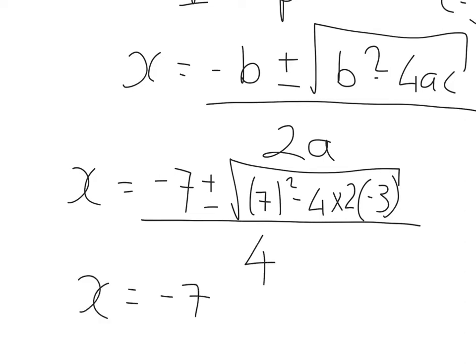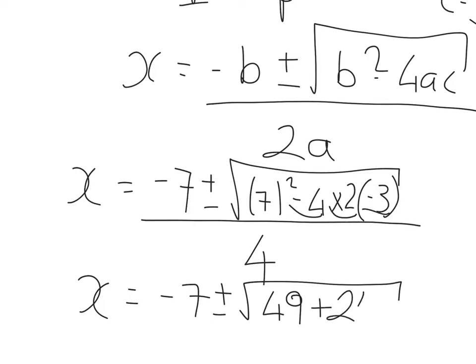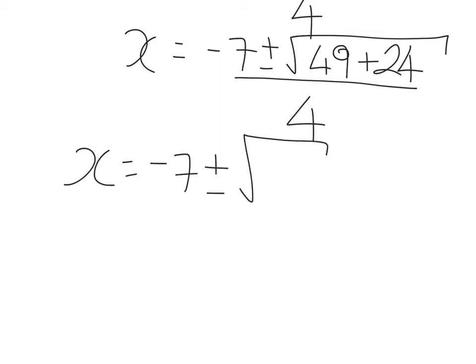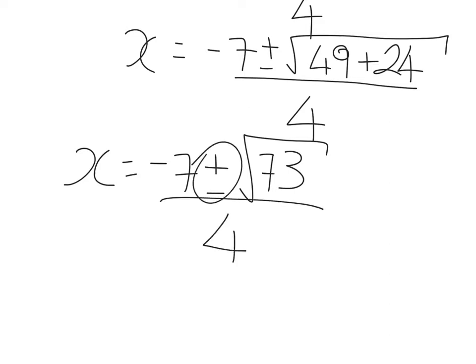So just tidy up what we've got inside the square root sign. 7 squared is 49. I've then got minus 4 times 2, which is minus 8, times that by minus 3, and that is plus 24, over 4. So it's minus 7 plus or minus the square root of 49 plus 24, which is 73, over 4, and now split it up.